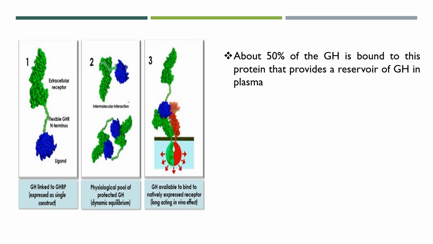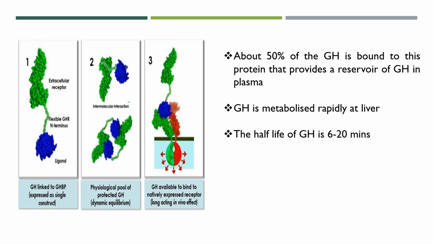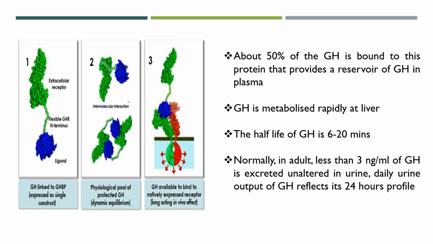About 50% of the growth hormone is bound to this protein and it provides a reservoir. Growth hormone is metabolized rapidly at the liver. The half-life of growth hormone is 6 to 20 minutes. Normally in adults, less than 3 nanogram per ml of growth hormone is excreted unaltered in urine. Daily urine output of growth hormone reflects 24 hours.